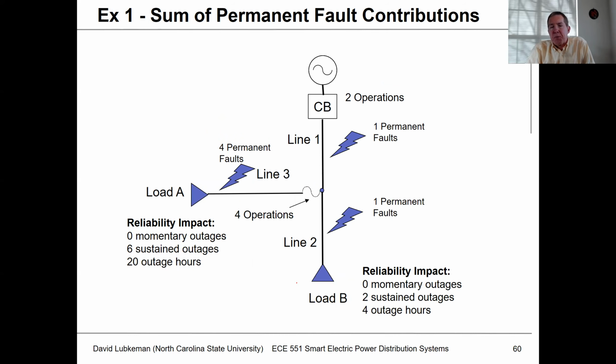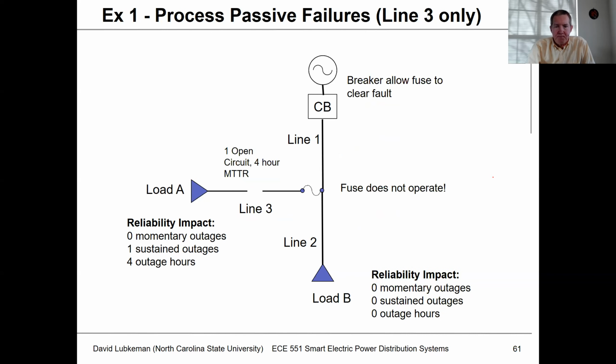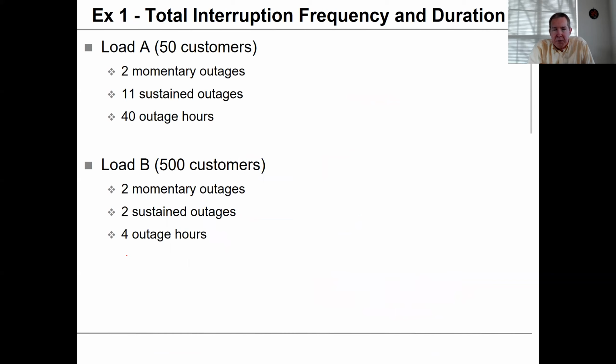So we can sum up all the permanent fault contributions. We have no momentaries, just sustained outages in this case. And these are the grand totals that we would have. And then you could have a passive failure. This line 3 could just fail open. We're assuming it takes 4 hours of repair. It doesn't impact customer B. And so we get 1 additional sustained outage at A associated with 4 outage hours. And you see this adds up after a while.